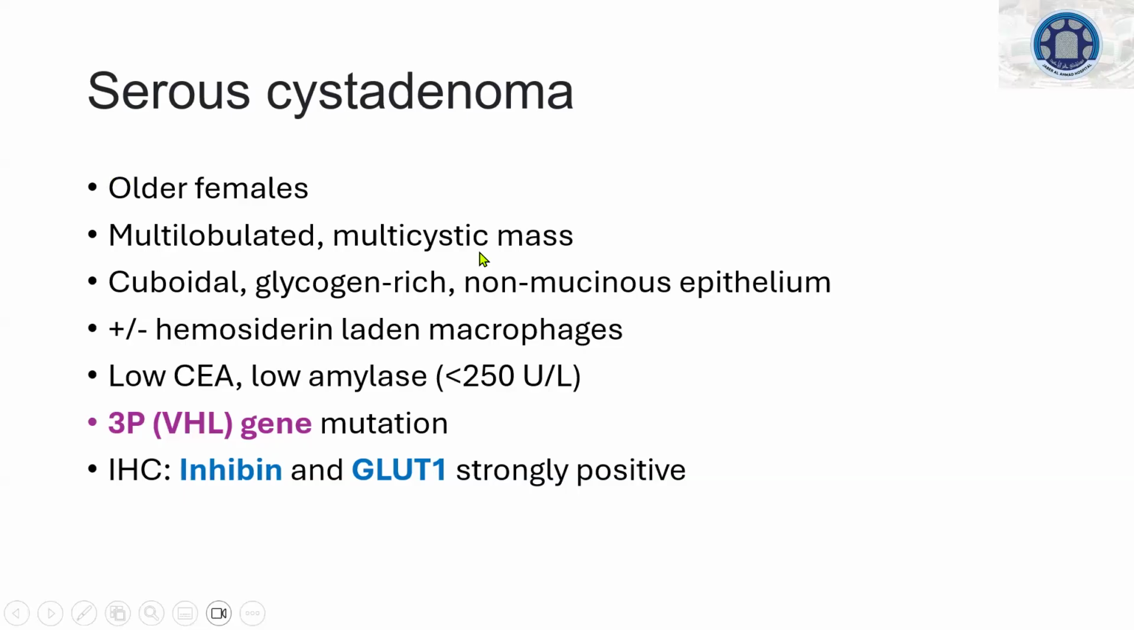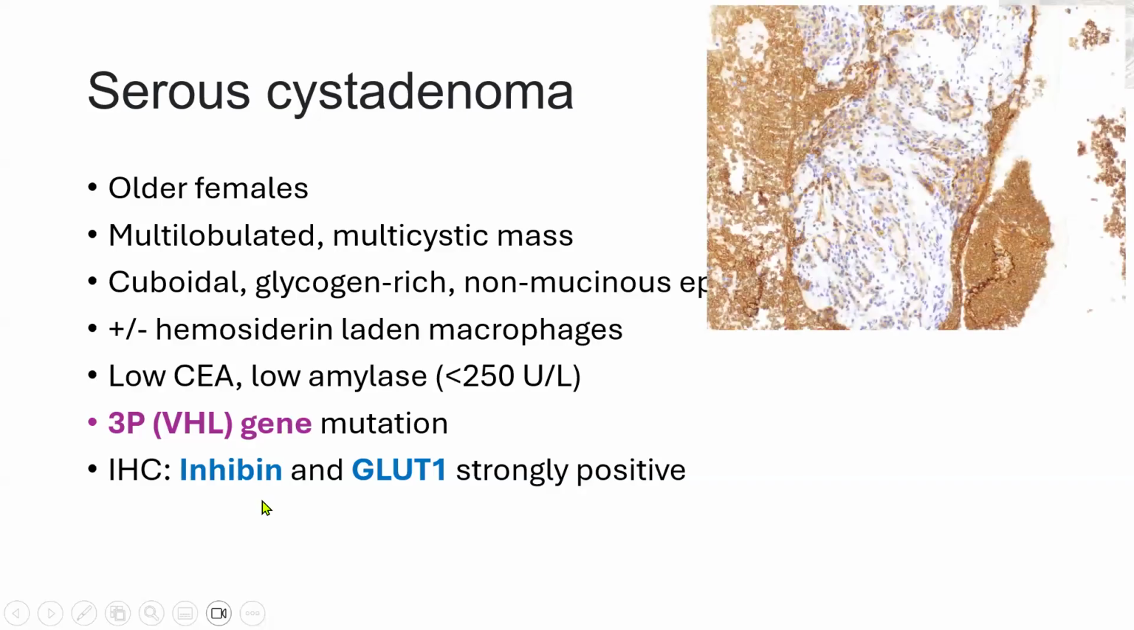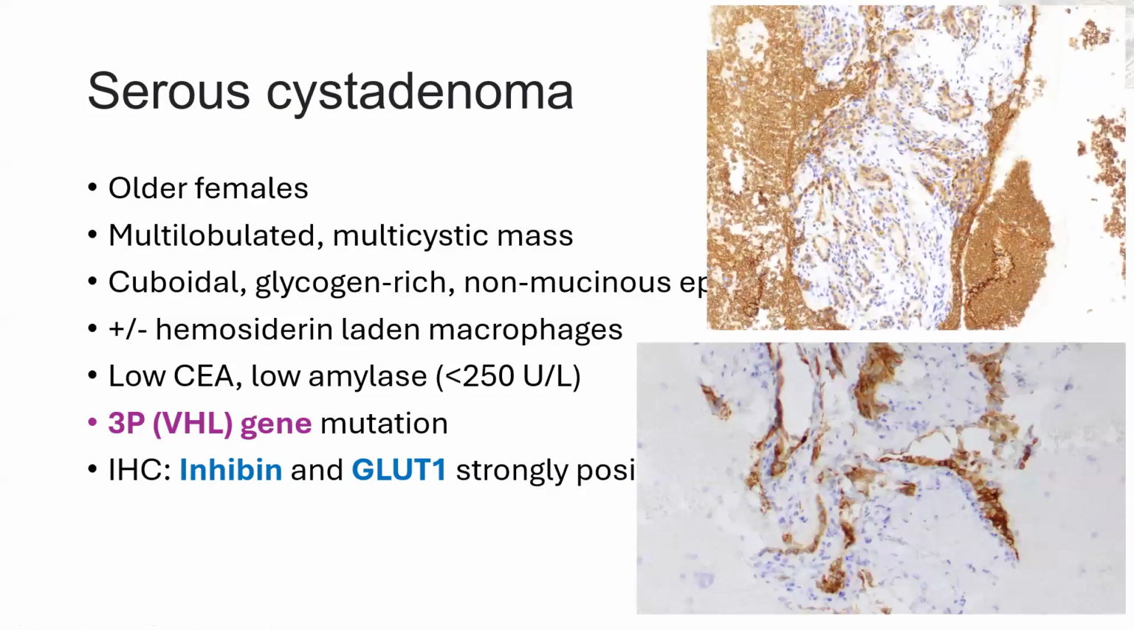Whereas pseudocyst and lymphoepithelial cyst, all those are usually unilocular, whereas serous adenomas are usually multicystic masses, and the lining is usually non-mucinous epithelium. And background hemosiderin-laden macrophages will be there. Both the CEA and amylase will be reduced. It's associated with VHL mutation, like I told you before, and IHC will show strong inhibin and GLUT1 positivity.